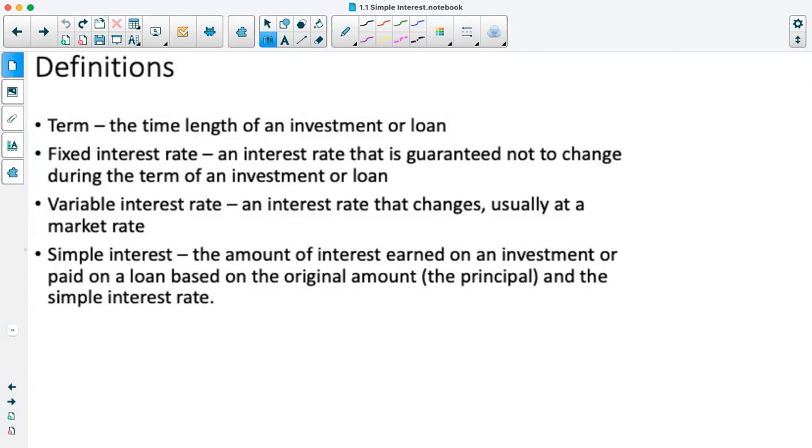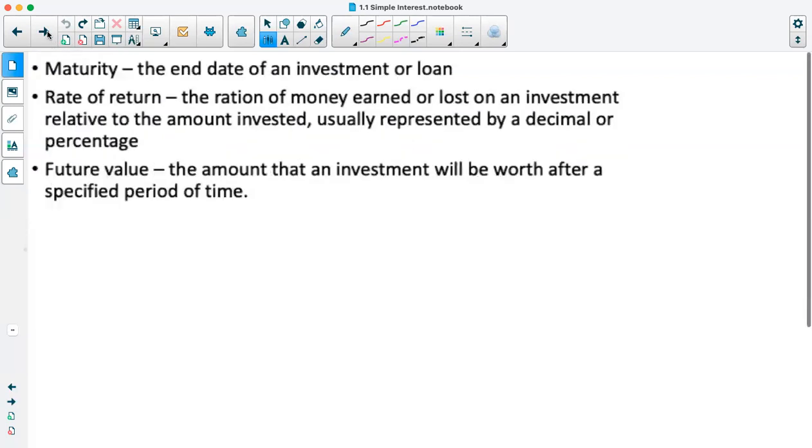And simple interest, which is the main thing we'll be focusing on today, is the amount of interest earned on an investment or paid on a loan based on the original amount. The original amount is referred to as the principal, and the simple interest rate. Maturity refers to the end date of an investment or loan.